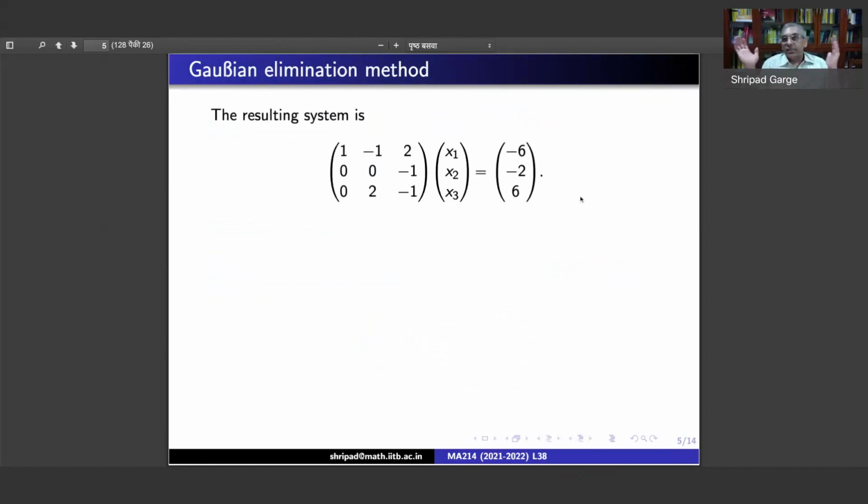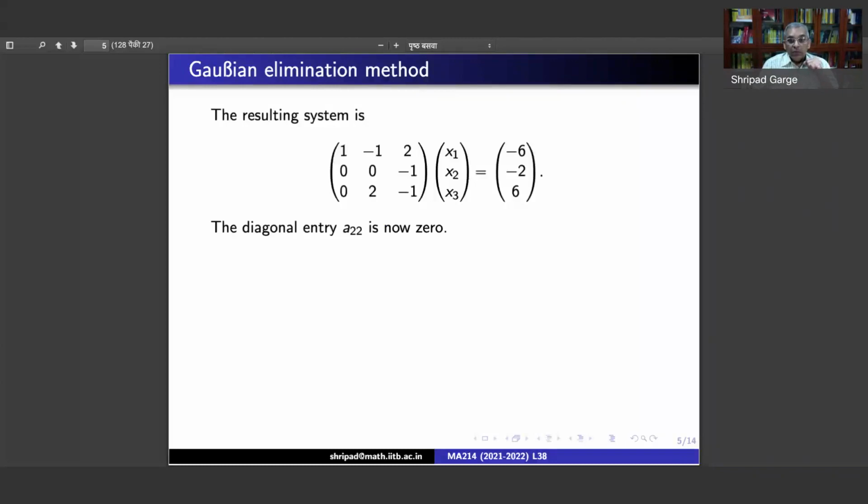The first equation remains as it is. The second equation has become very simple. In fact, it has become 0, 0, minus 1 into x1, x2, x3 equal to minus 2. And finally, we have 0, 2, minus 1 into x1, x2, x3 is 6. So here this a22 is now 0. We cannot perform the next step.